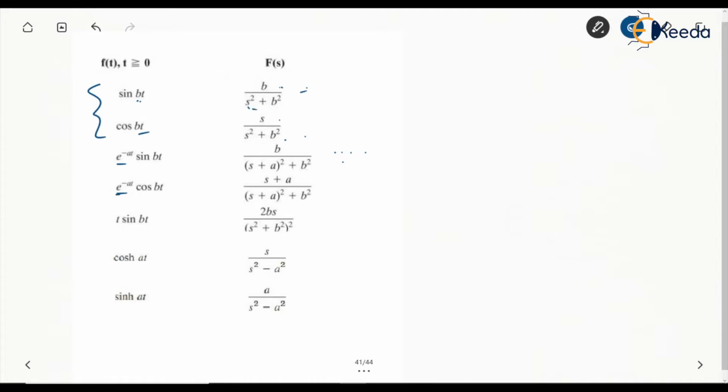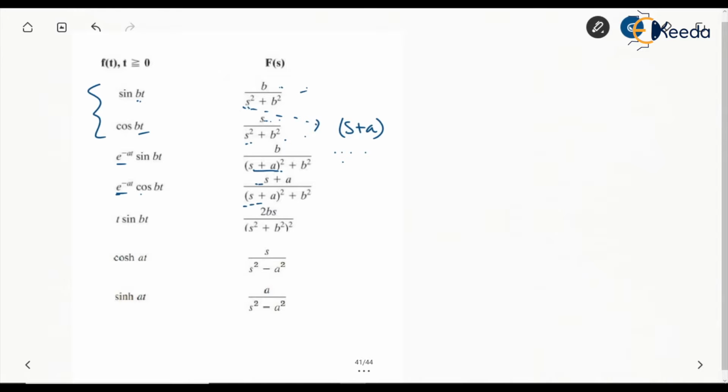So this s factor will be changed to s plus a. This is the frequency shift. I'm telling it again. We will see this. So this is the only change we will observe here. Again, if we have cos bt with e to the power minus at, we'll see the change in s and s square both. So it will become s plus a and s plus a whole square.